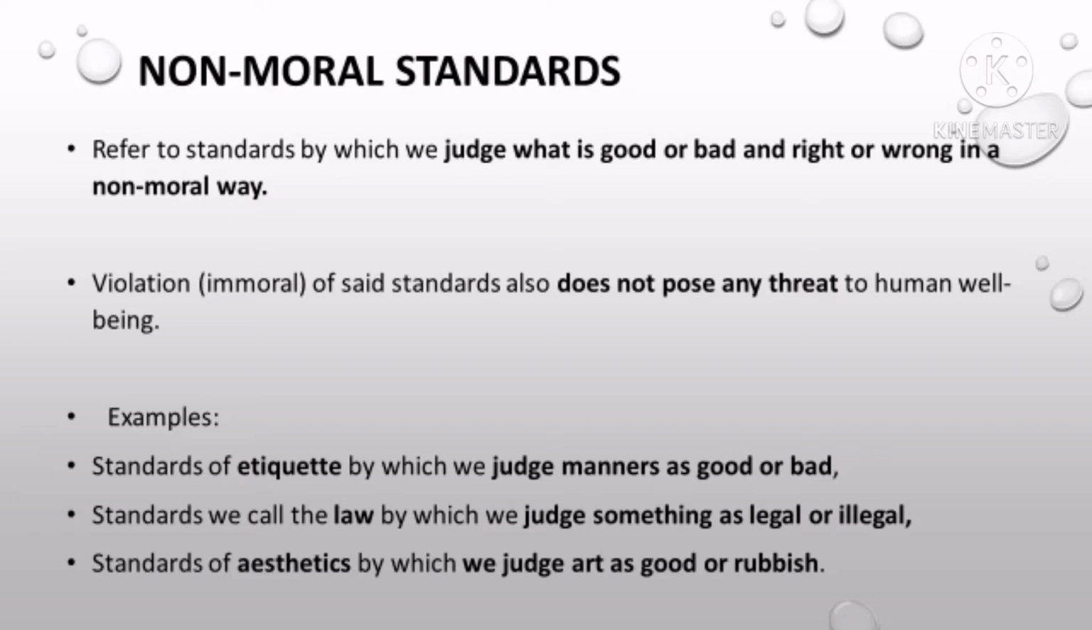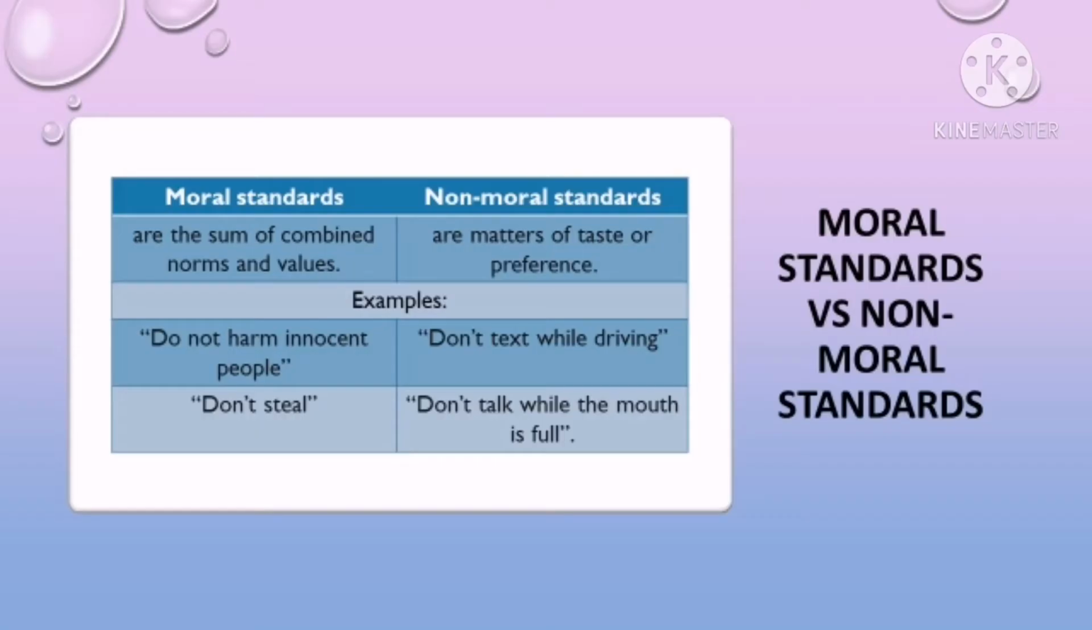And then examples are etiquette, how we judge manners, like when someone eats and uses a spoon and fork. The law, like whether they followed the rule to wear a face shield and face mask. Aesthetics is how we judge art as good or rubbish, like music, bad taste. So that sums up the difference.